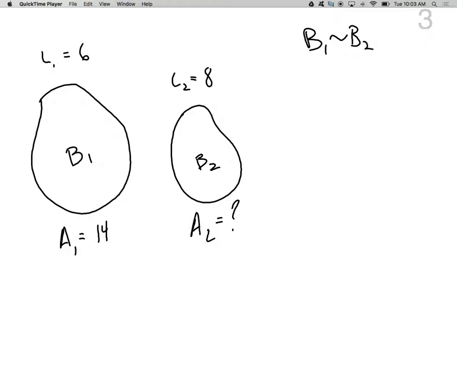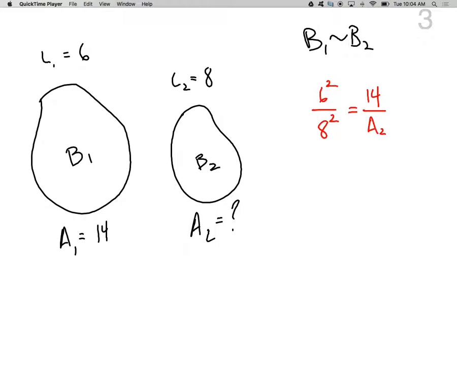We heard from her. Alex, tell us what you did. So since L1 is 6, I put 6 squared on top and 8 squared on the bottom. I like it. And set it equal to 14 over A2. Good. I like the fact that you stayed with the notation there. I think it's easier to set it up that way.